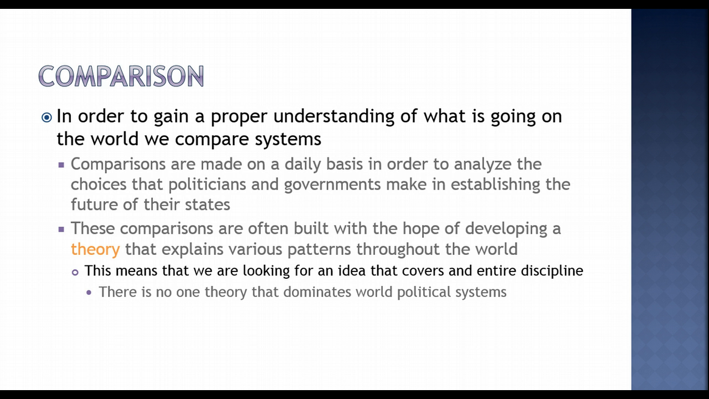These comparisons are often built with the hope of developing a theory that explains various patterns throughout the world. Theory is the same kind of concept that you would talk about in a science classroom. A theory is an overarching set of rules and circumstances that help you understand the way things take place between countries and throughout the world. This means that we are looking for an idea that covers an entire discipline. There is no one theory that dominates world political systems. Even though they have tried to develop these theories to figure out what's going on throughout the world, there is no one system that dominates the entire thing.